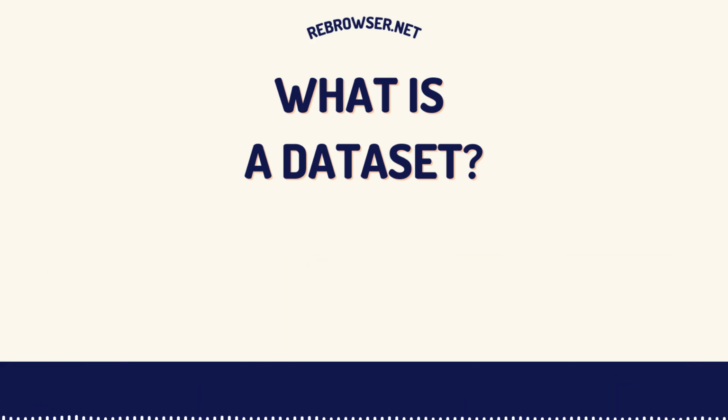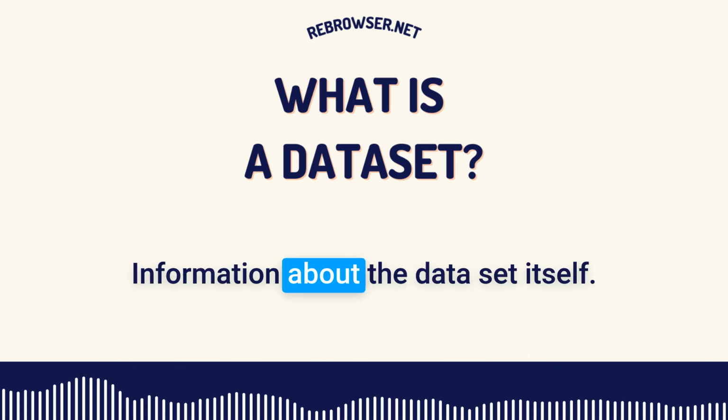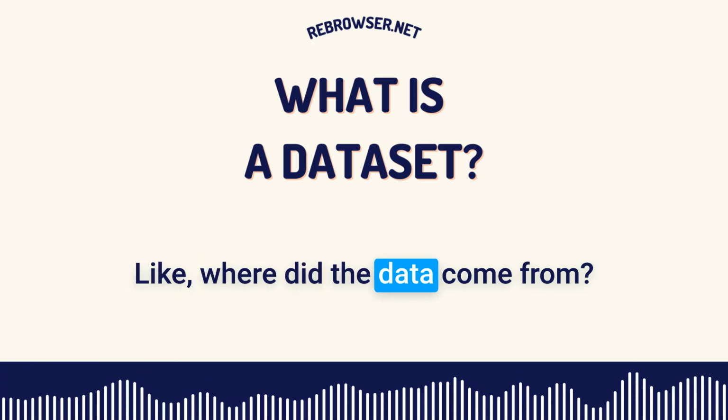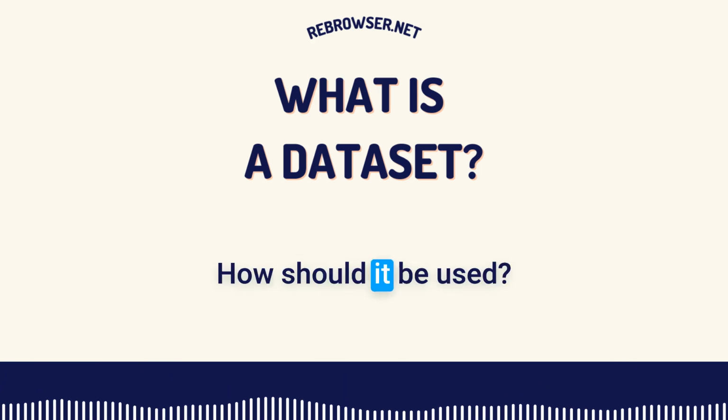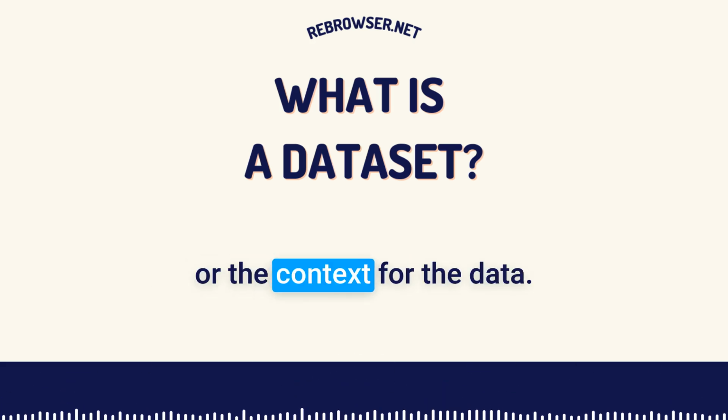Spot on. Then we have metadata. This is like the label on your filing cabinet. Information about the data set itself, like where did the data come from? What's the structure like? How should it be used? That kind of stuff. Okay, so it's like the instructions or the context for the data.